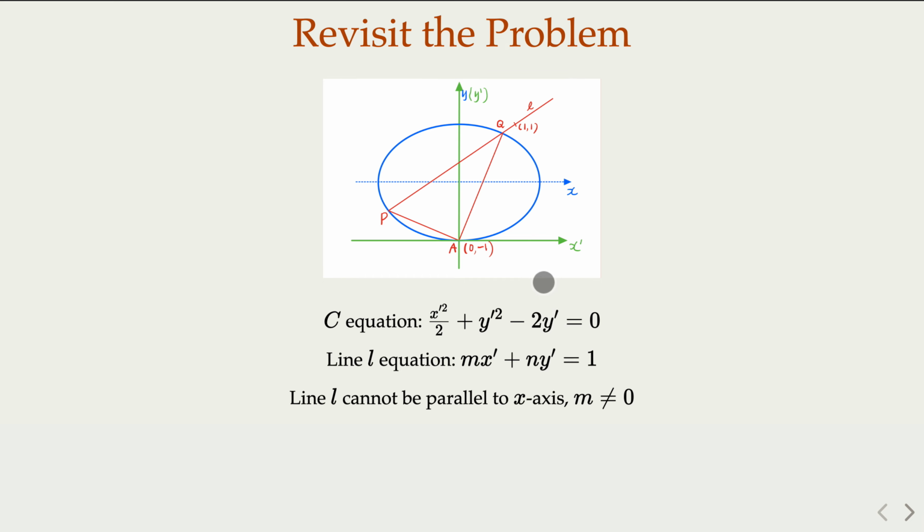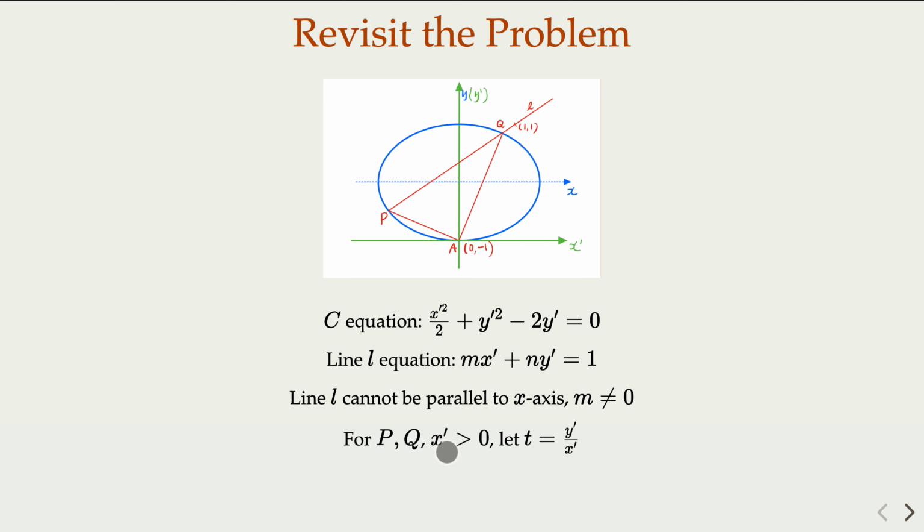So we have some observations here. M is non-zero, because m equal to 0 would mean L is parallel to the x-axis. In this case, we assume that L is such that it has two distinct points with the ellipse, and also L does not pass through A. Right? Another thing is that x prime for P and Q is not equal to 0, because x is not going to be these two points here.